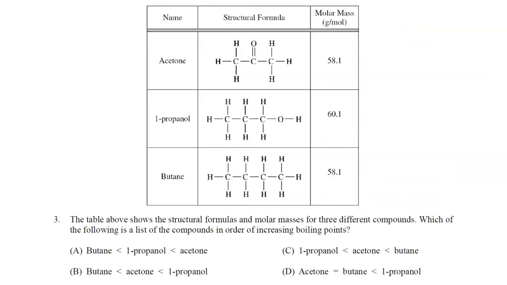Now let's take a look at question 3. Question 3 says, the table above shows the structural formulas and molar masses for 3 different compounds. Which of the following is a list of the compounds in order of increasing boiling points?